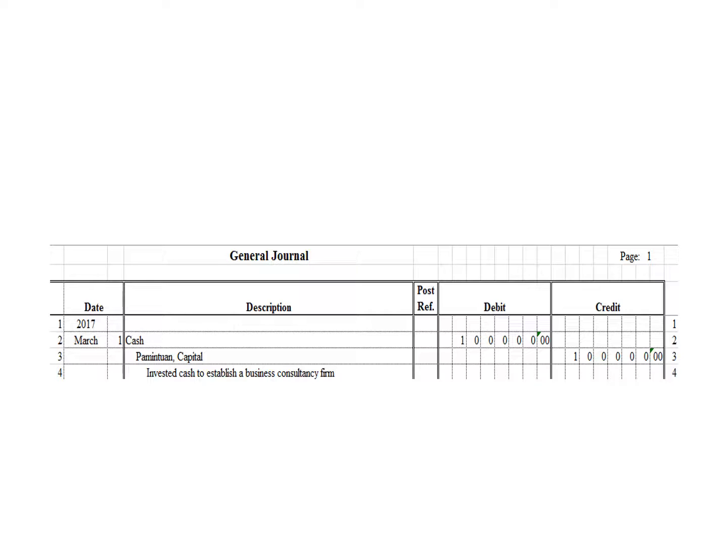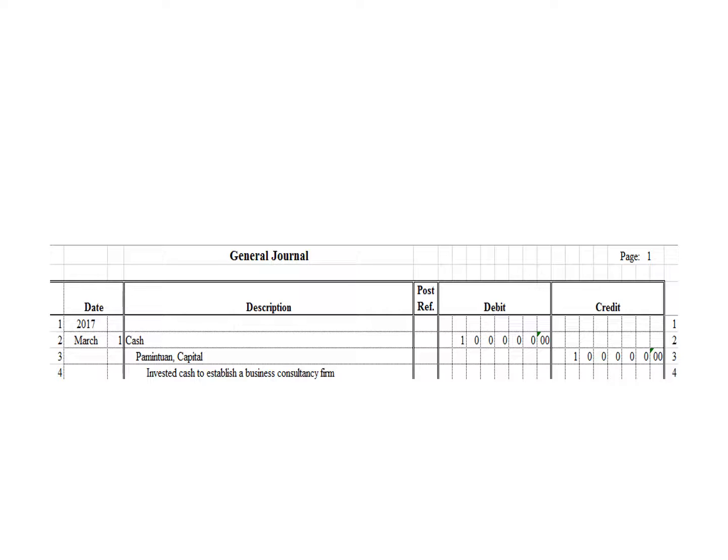Our credit entry is Pamintuan capital. We credited Pamintuan capital because Pamintuan capital increased. Same amount, 100,000 pesos, we are going to write the amount under the credit column. If you would notice, I had indented Pamintuan capital because that's how we distinguish it from the debit entry. Okay? Indent the credit entry.